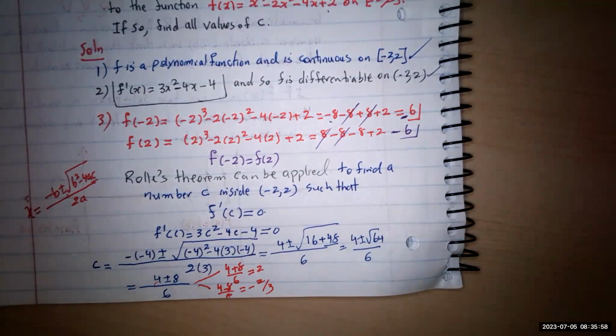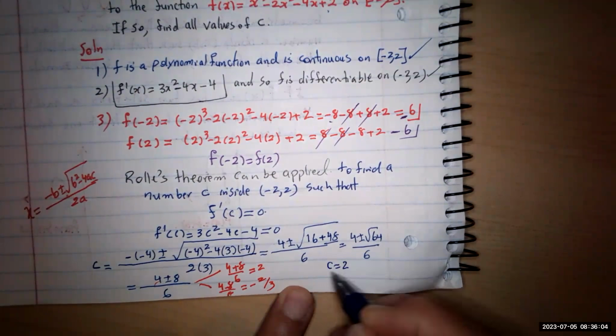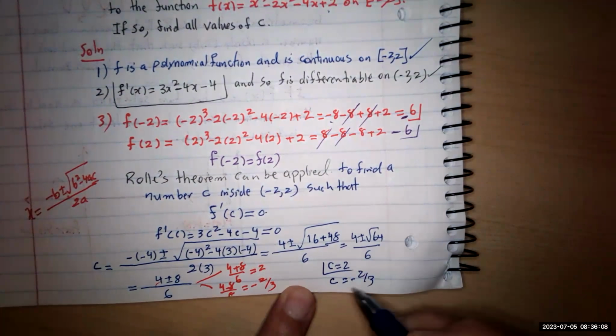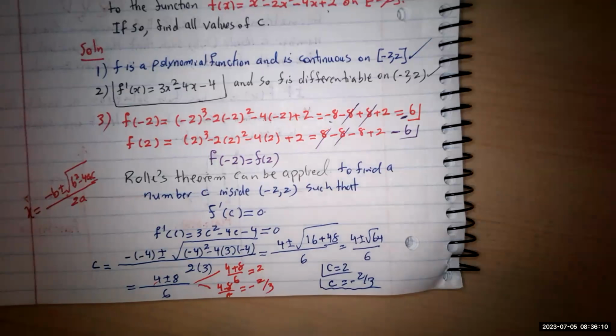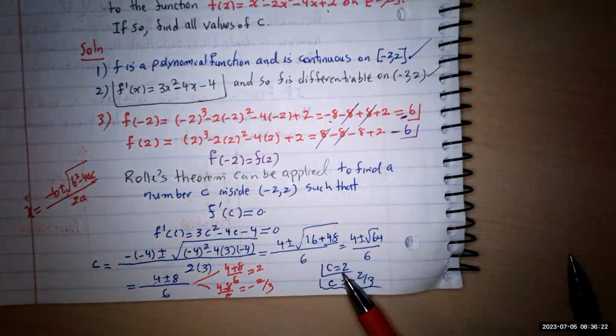So I have two solutions. C is equal to 2, one solution, and C is equal to negative 2/3. You just check to make sure that both of them are inside this interval. Since we would like it to be inside the interval, and the interval is -2 and 2, we are not going to collect C equal to 2. It's okay, you can have C equal to 2 as well.